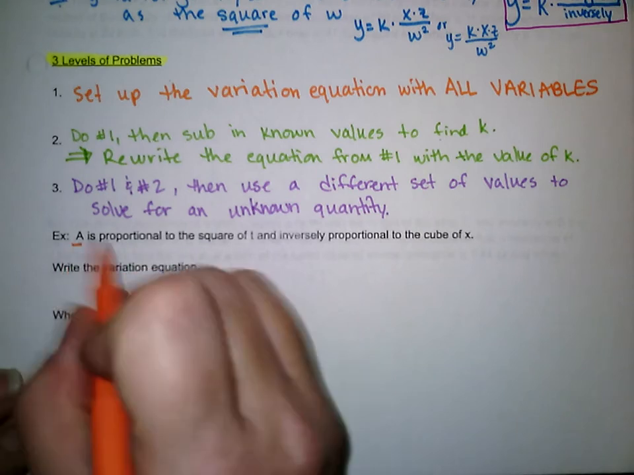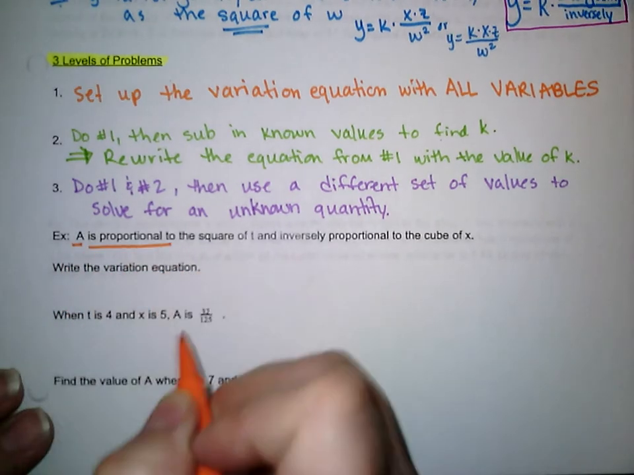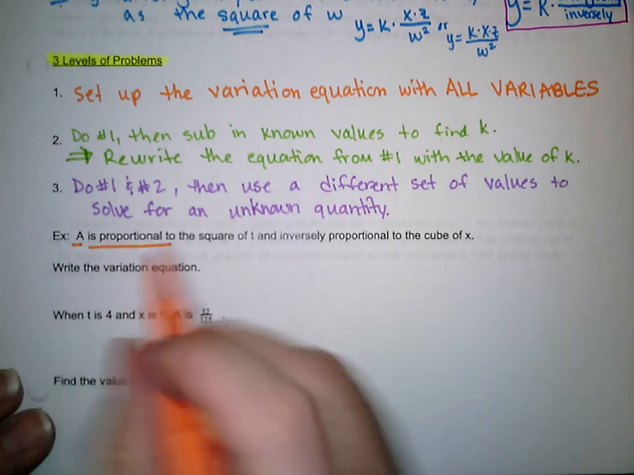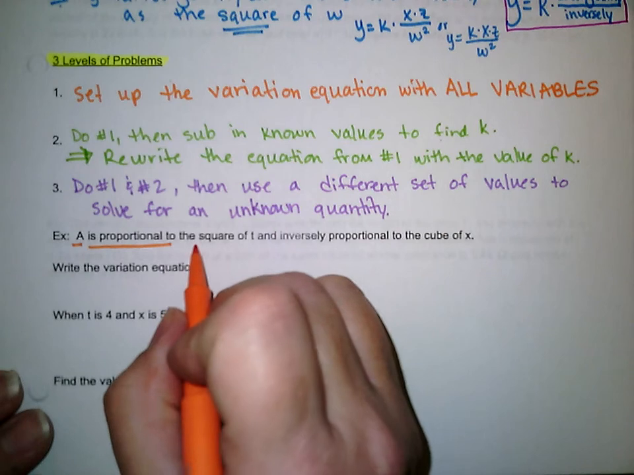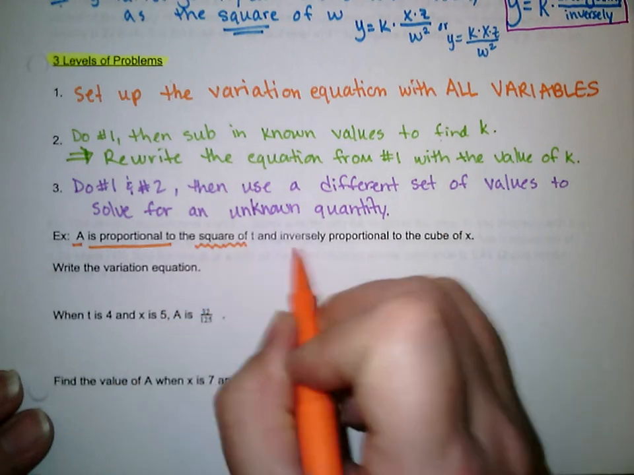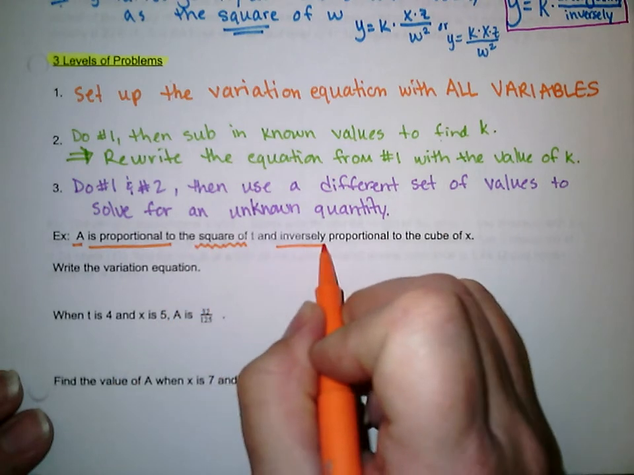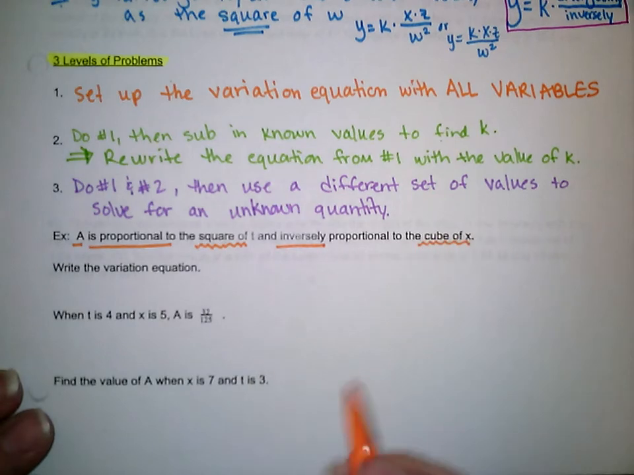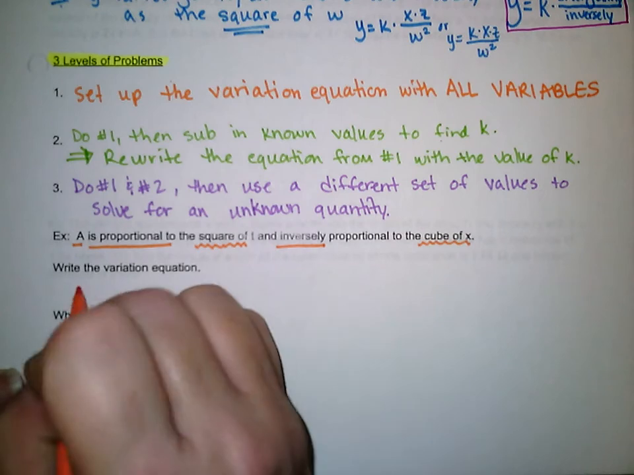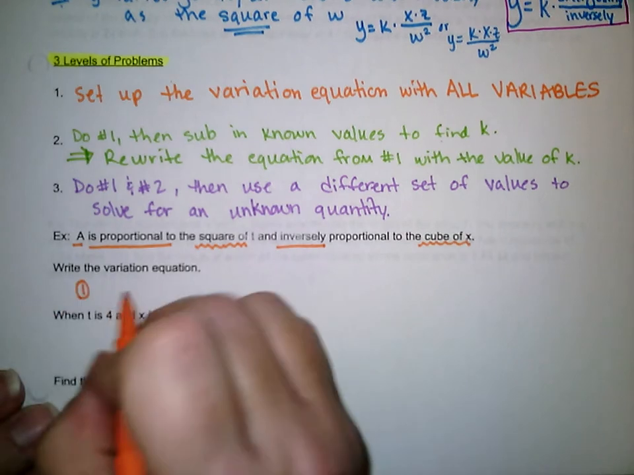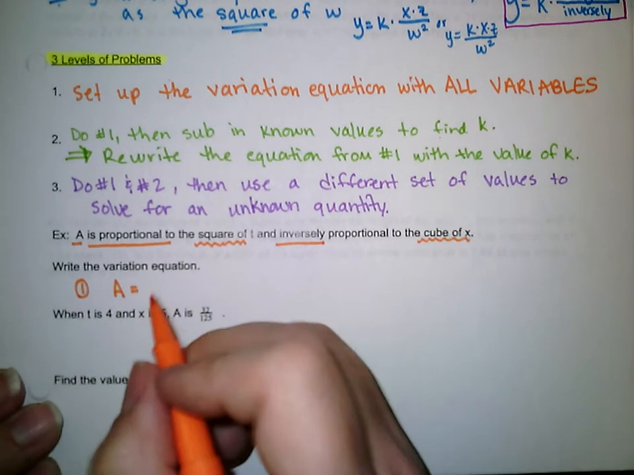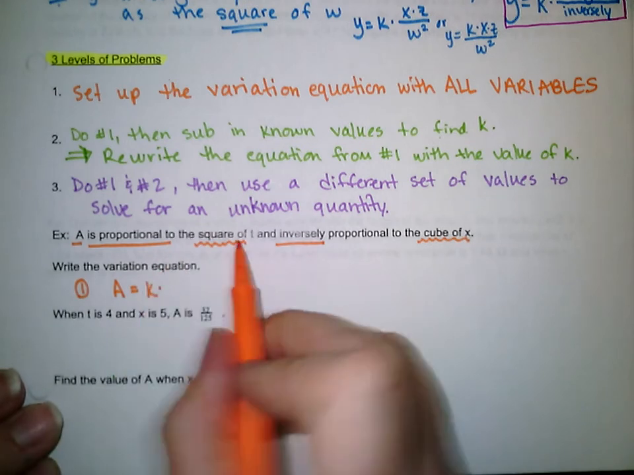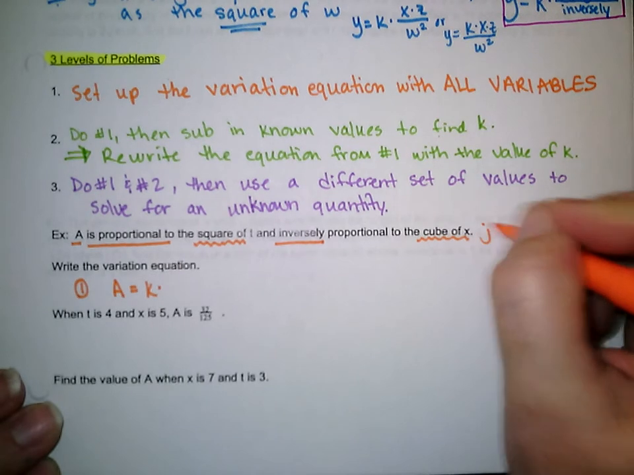So A is proportional to, that's a direct proportion. It doesn't say direct, but that's how it's phrased, to the square of t, and then we have inversely proportional to the cube of x. So our variation equation, level 1, is going to be A equals, we always have k times, so k times square of t is going to be numerator. This is actually a joint inverse.